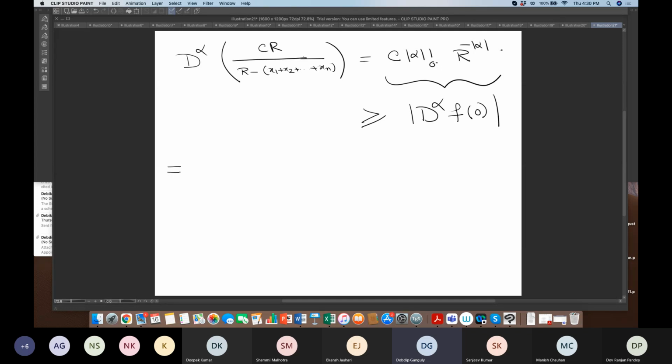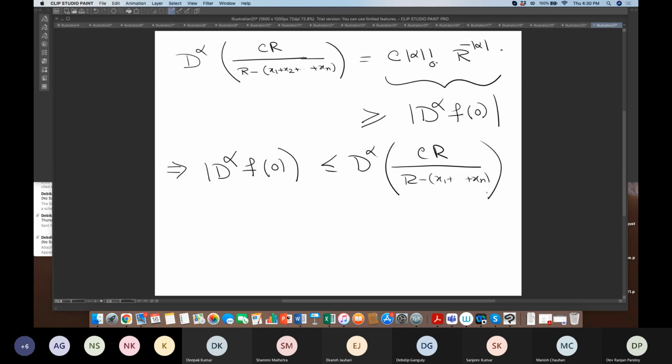So this implies d alpha f at 0 is less than d alpha of CR by R minus x1 plus x2 plus up to xn, where there exist a C and R such that this happens. This implies small f is majorized by this function, because f is just not a vector. Clear? Is that clear?